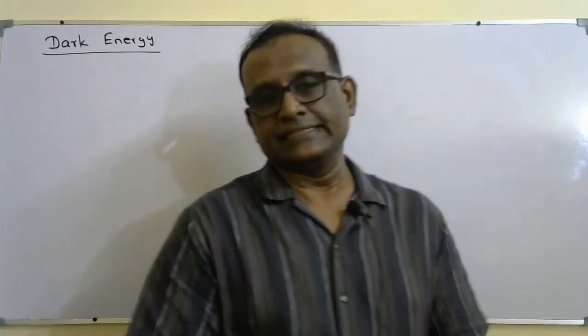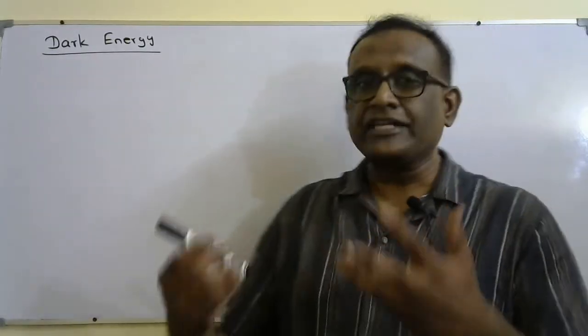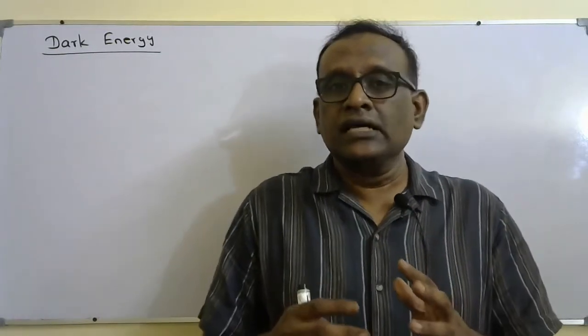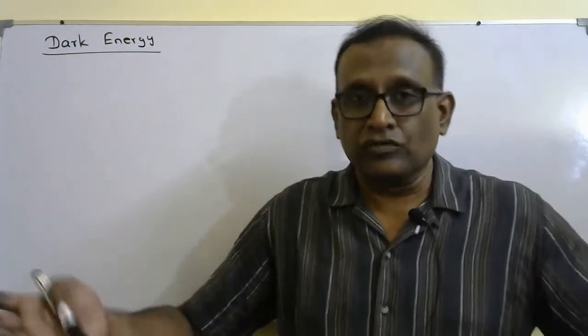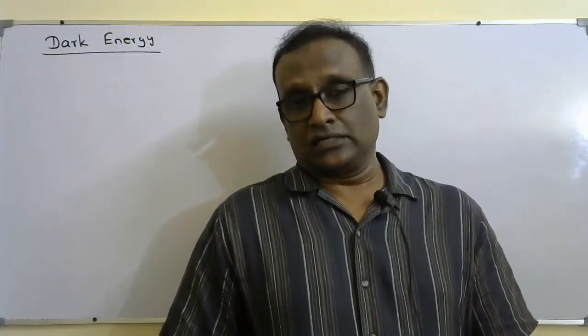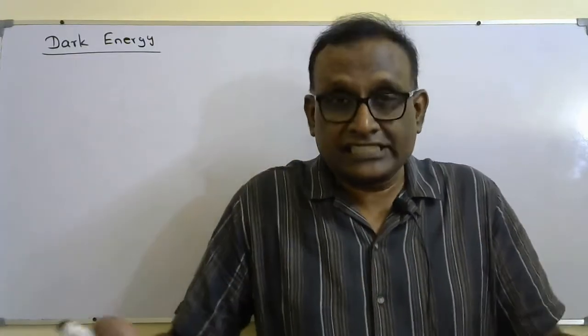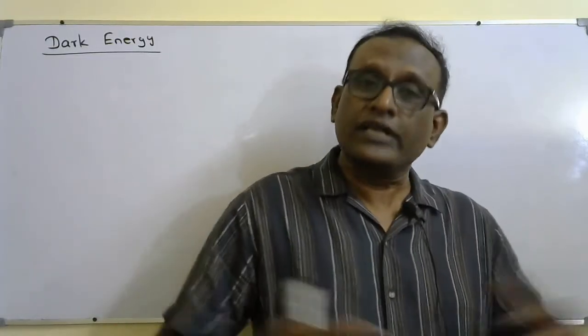Okay, what is dark energy? So what's the evidence of dark energy? All the galaxies are receding from each other, or receding from us, moving away from us. We have the Doppler effect equation. There's a redshift in the absorption line. So they are moving away from us.